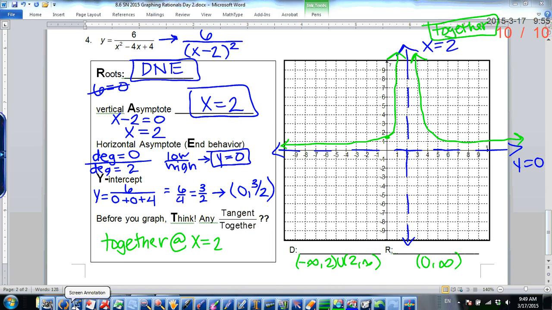All right. Your homework might not be spelled out like this, but you are going to be responsible each time for finding the roots, the vertical asymptotes, the horizontal asymptotes, the y-intercepts. The T, you can write it out for your brain, but the T is to help you actually draw the graph. So that's why it's a think one. Before you graph, think. Okay? All right.